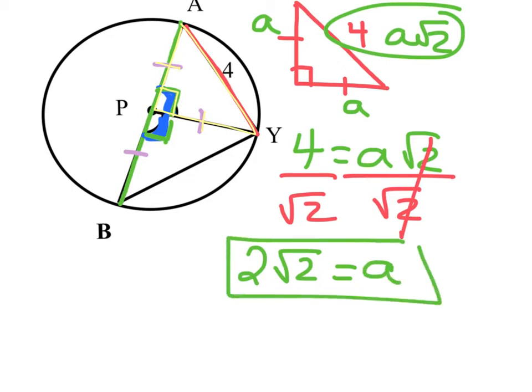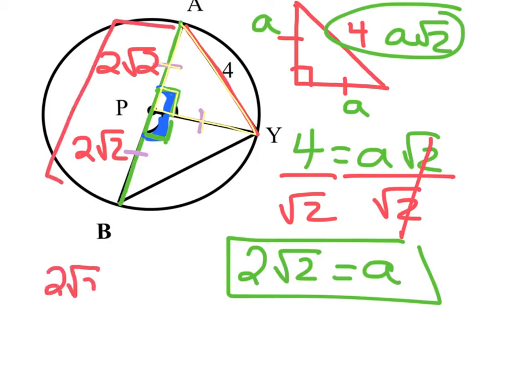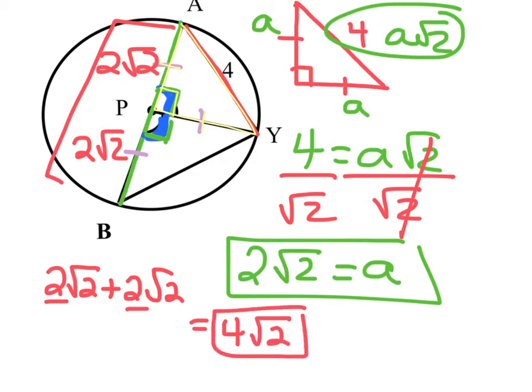What does that tell me for this problem? It means that PA is 2 root 2. It means that PB is 2 root 2. And if I just combine these, 2 root 2 plus 2 root 2, just combine your like terms. 2 and 2 is 4. Keep your root 2, and that's your answer. Cray cray. I like that one.